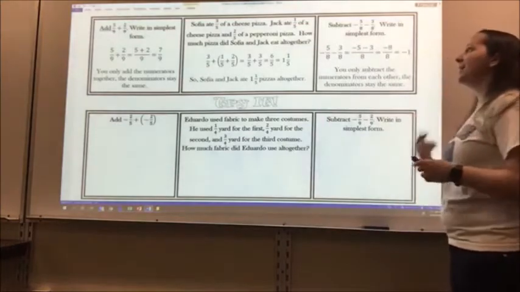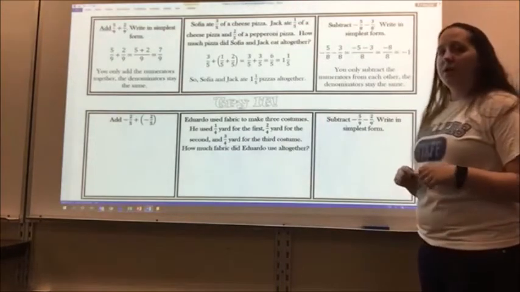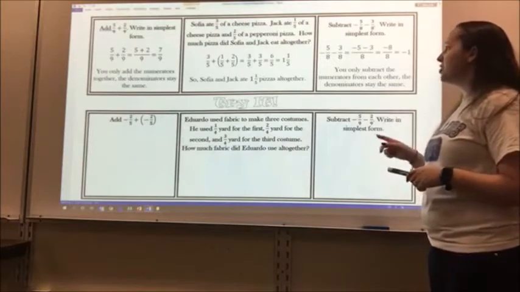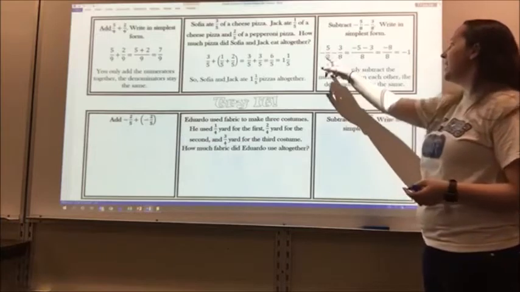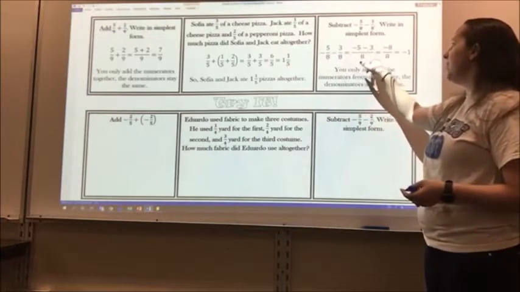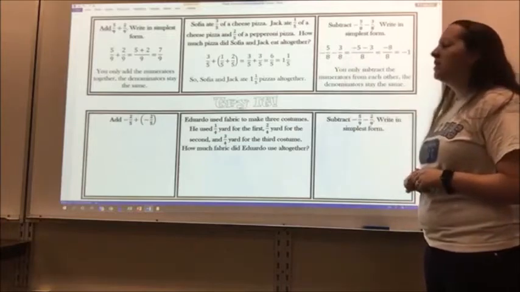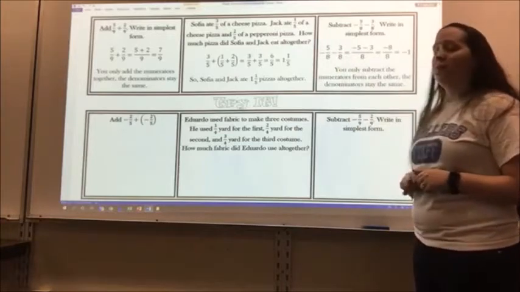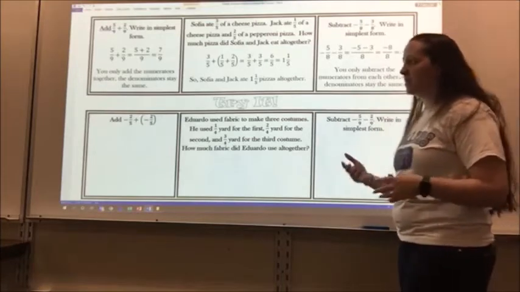Then I have subtract -5/8 minus 3/8, write in simplest form. So I'm subtracting. -5 minus 3 gives me -8. My denominator stays the same, 8. -8 over 8 is -1 when I simplify. You only subtract the numerators. Remember, the denominators stay the same.